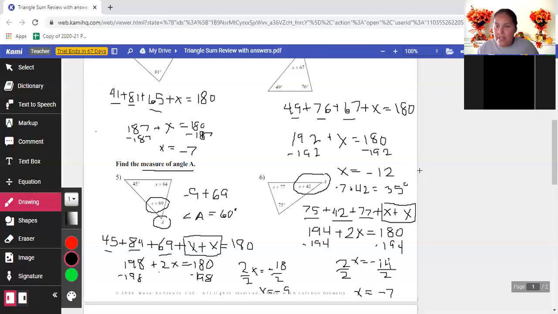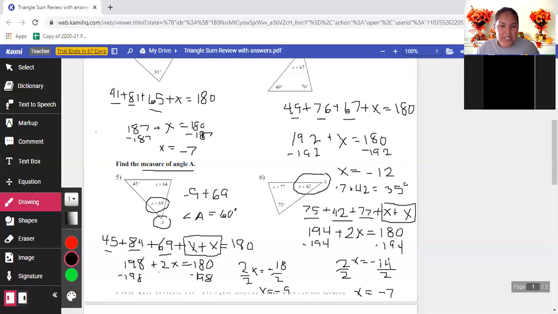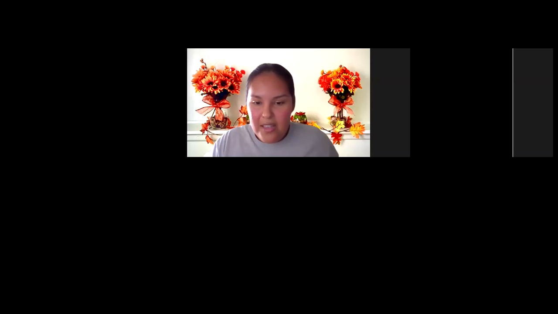All right, guys, I'm going to go ahead and stop screen sharing, unless anyone's still copying this down and needs it. All right. Stop screen share. I'll stop recording.